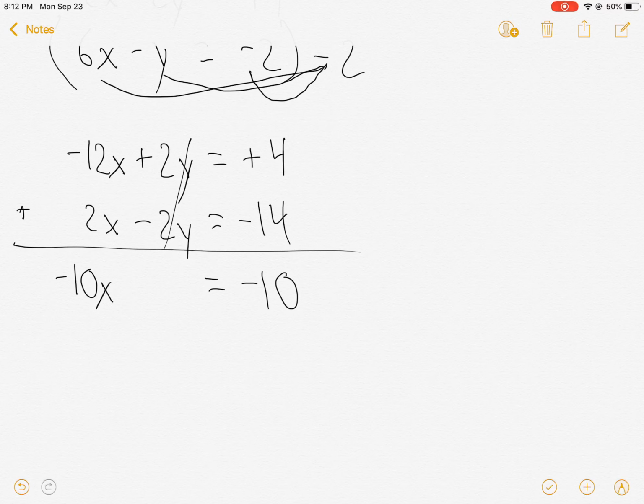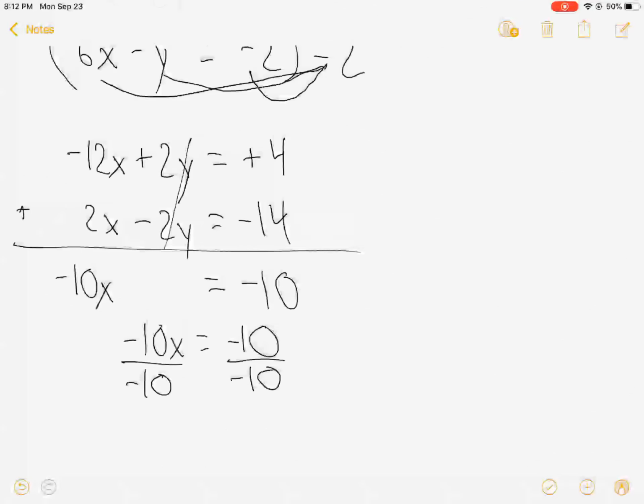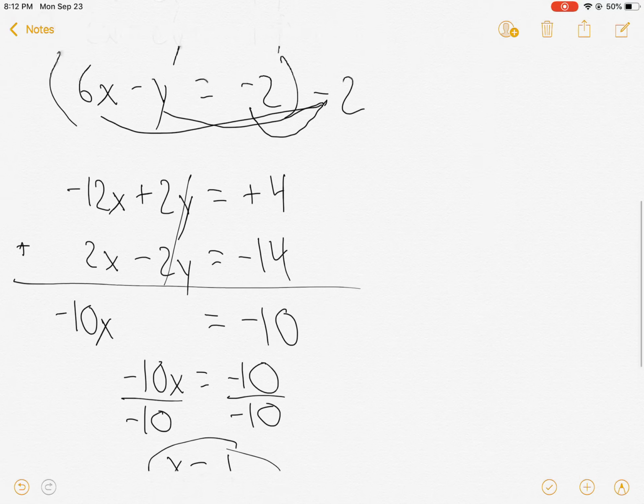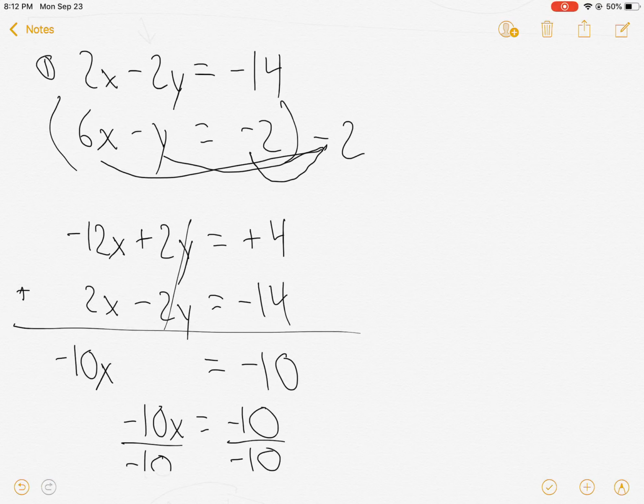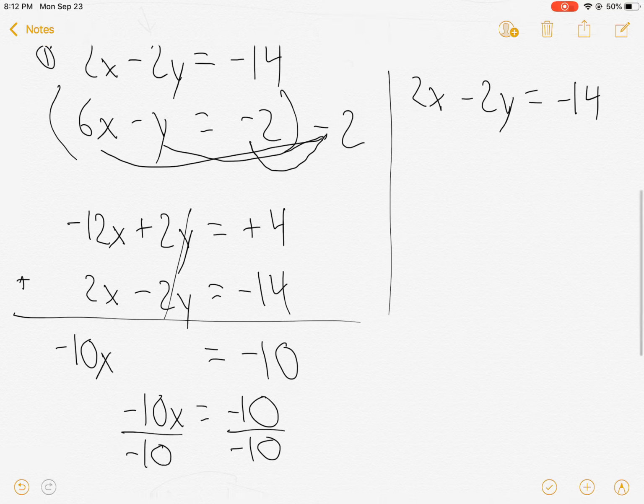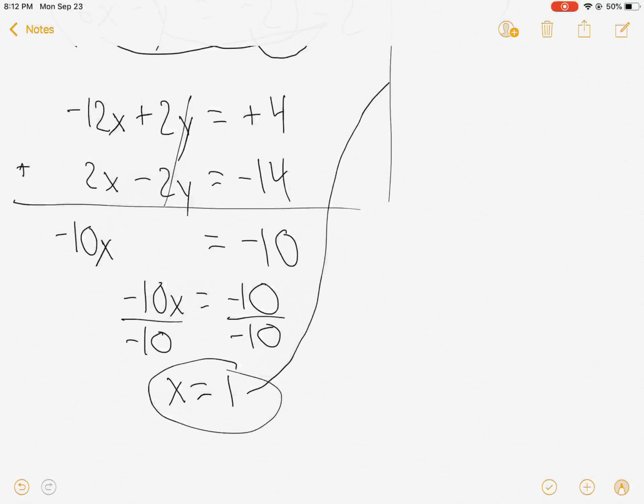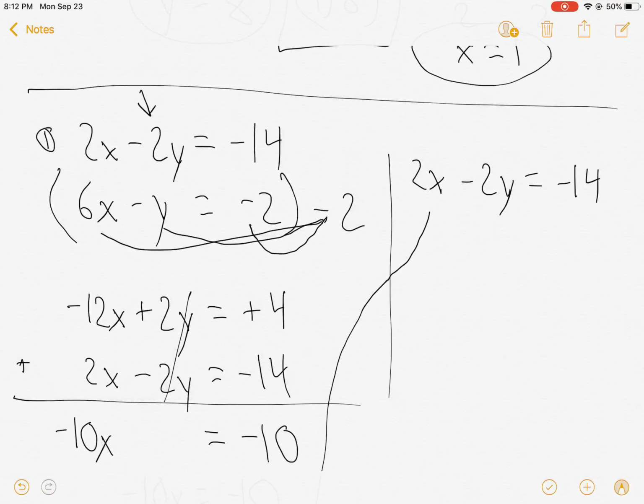Well, if I've got a negative 10x, and that's equal to negative 10, then I just need to divide both sides by negative 10, and I get that x equals positive 1. The exact same value we got for x on the last problem. Take that back to one of your original problems. Again, let's go ahead and use the 2x minus 2y equals negative 14. It could be either of your two original problems, it's up to you. But let's plug in this 1 for our x up here.